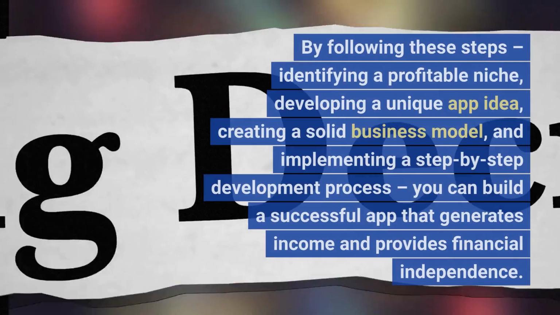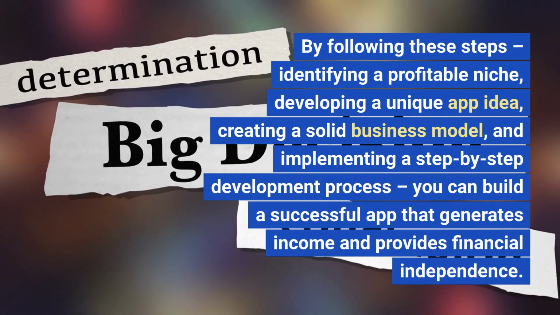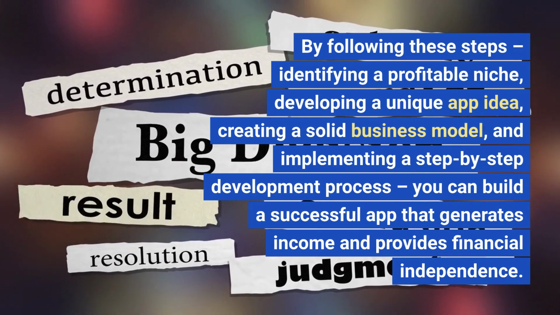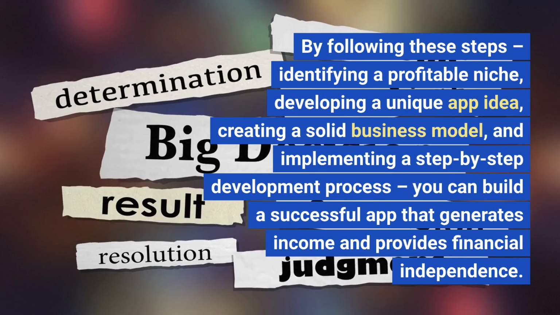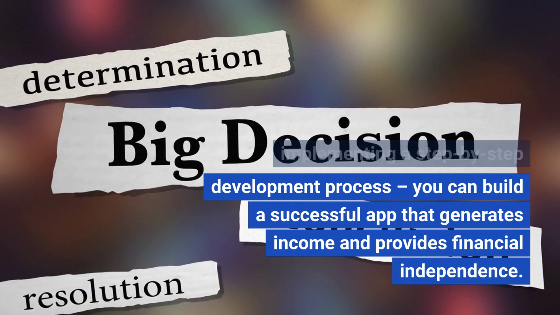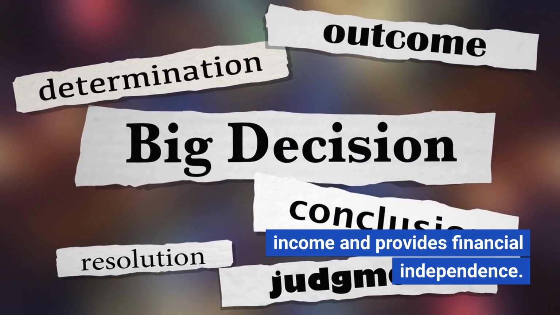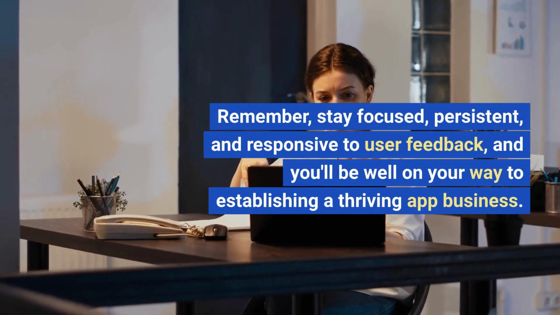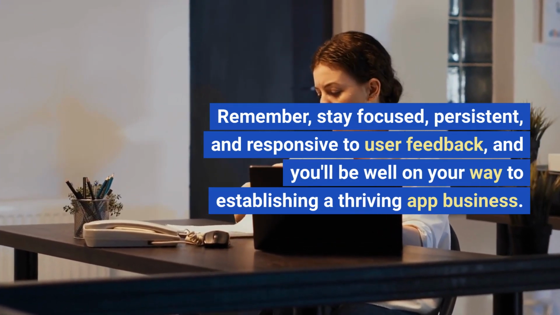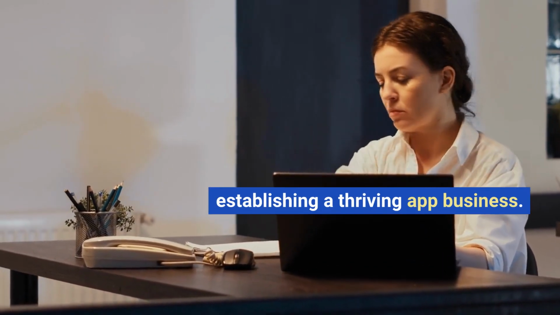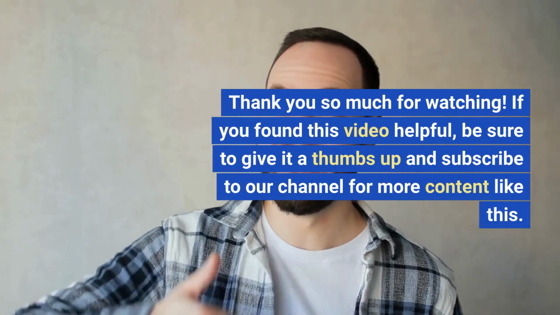Conclusion. By following these steps, identifying a profitable niche, developing a unique app idea, creating a solid business model, and implementing a step-by-step development process, you can build a successful app that generates income and provides financial independence. Remember, stay focused, persistent, and responsive to user feedback, and you'll be well on your way to establishing a thriving app business.